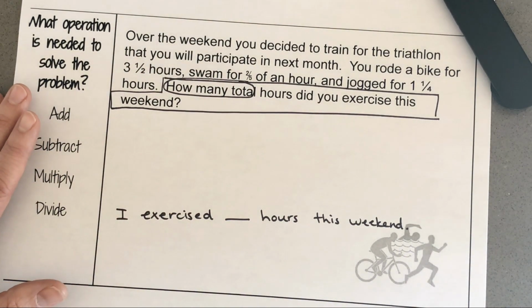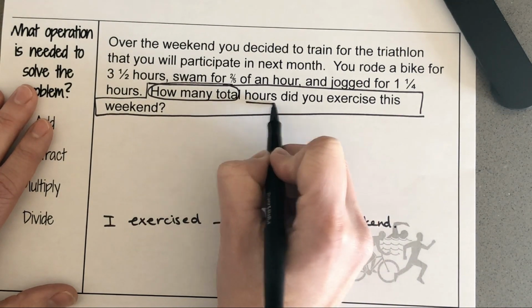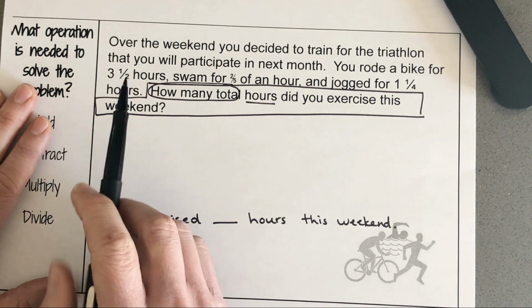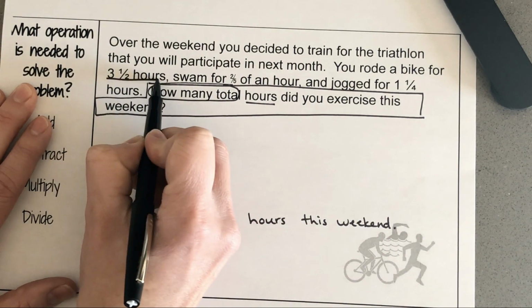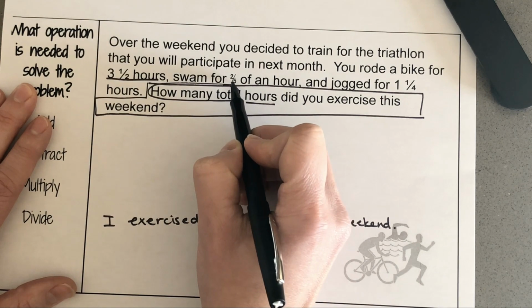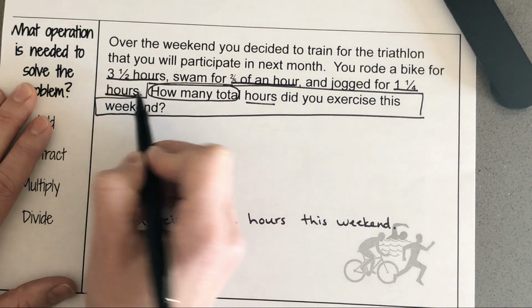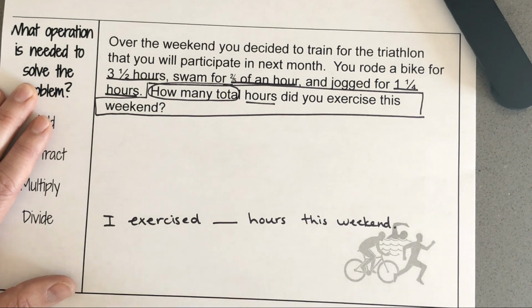Next, with marking the text, we underline key numbers and their labels. Well, my label here is hours, right? That's what my number is going to be labeled that I find. So let's look for, right here, it says you rode a bike for 3.5 hours. There's a length of time. Swam for 2/5 of an hour and jogged for 1/4 hours, right? How many total hours did you exercise this weekend?